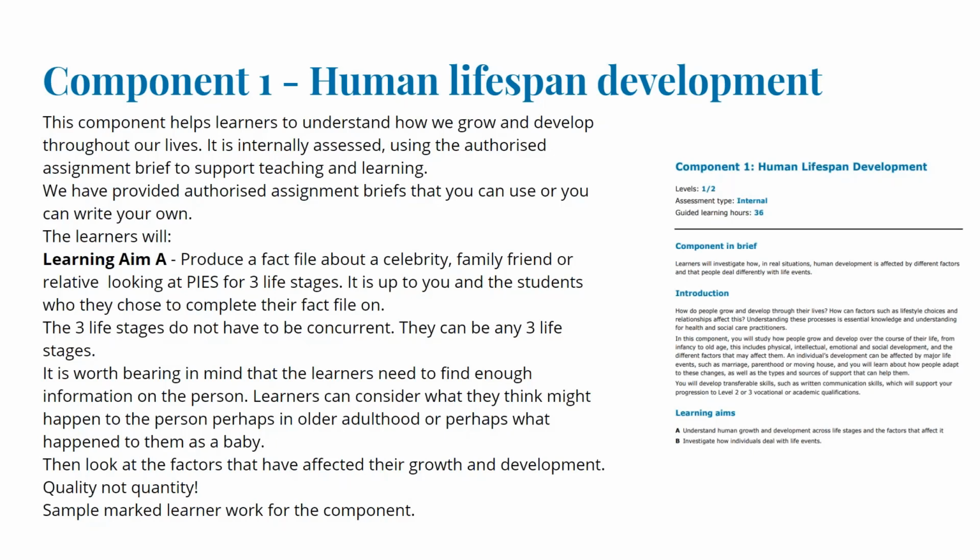It's worth bearing in mind that they've got to find enough information. That's one of the things that we found, is that they've sometimes picked somebody and it's really difficult to find any kind of information on them. It is up to them to research the person. So students might have to think about what might happen. If they're doing somebody like Lady Gaga and they choose older adulthood, what might happen to Lady Gaga in older adulthood? Because she's obviously not in that life stage at the moment, but that's absolutely fine. They can really think about what might happen.